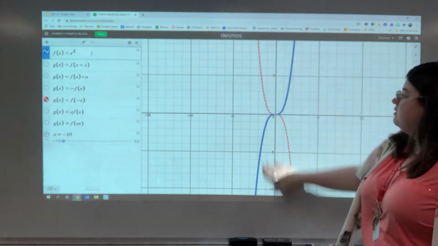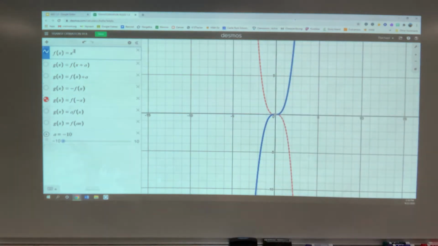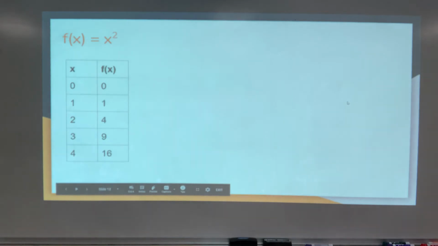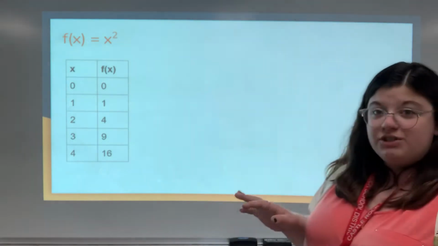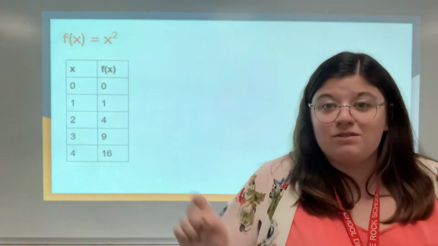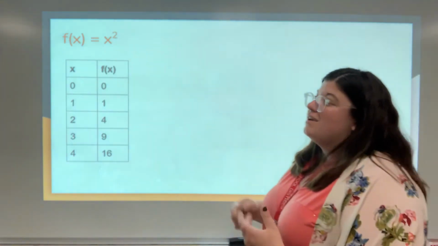Okay, let's go back to the PowerPoint. Okay, so what about f of x squared? Now I'm changing the original function. We're just going to look at a different example. f of x equals x squared. You take all of your inputs and you square them.